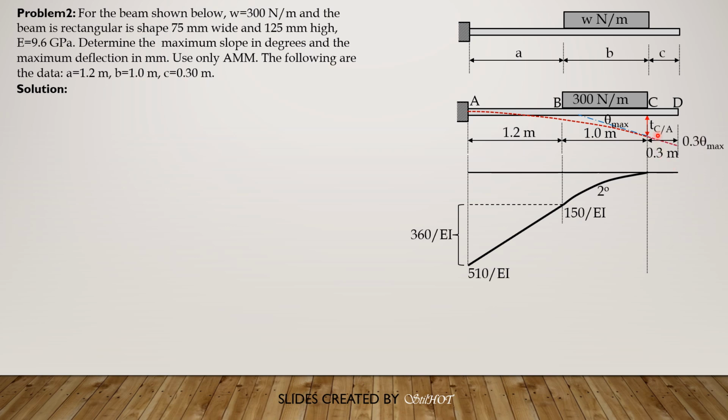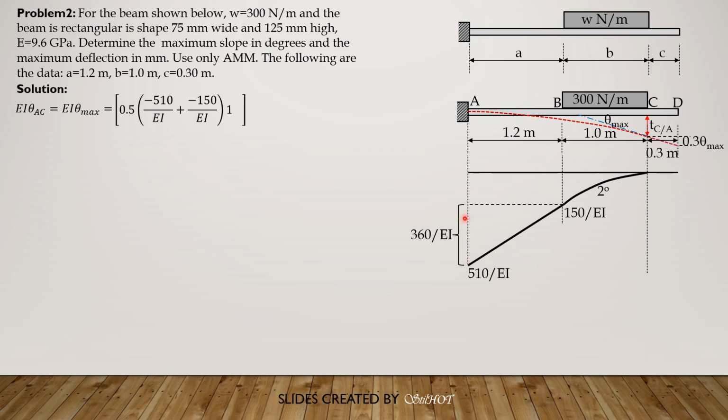So again, this vertical distance from the tip of the deviation of C relative to A to the tip of this elastic curve at D is 0.3 of theta max. Why? Because tangent of theta max is theta max, opposite over 0.3. So that's why the opposite is 0.3 times theta max. So EI theta AC is the area between the two curves.